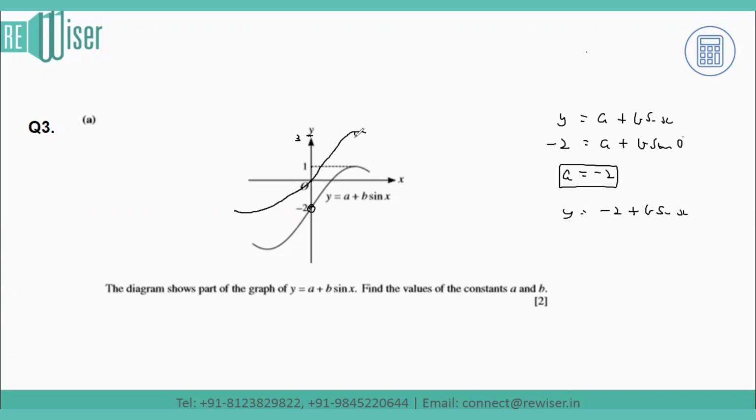So here we can clearly get the amplitude, which is equal to b. So the value of b in that case equals 3. So my equation is y equals minus 2 plus 3 sine x. So that's the valid answer for this particular question. Thank you, students.